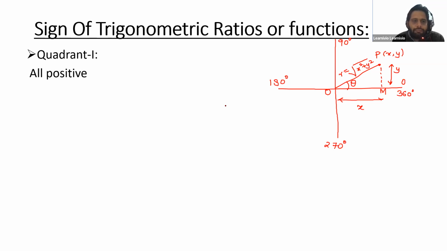Okay, Utvika? Now, first, if we check in the first quadrant, then R is always positive. In any of the quadrants, R will remain positive because R is under root of X square plus Y square. So we have a square. If X and Y are negative, then if you do the square of this, it will become positive. So R will remain positive.